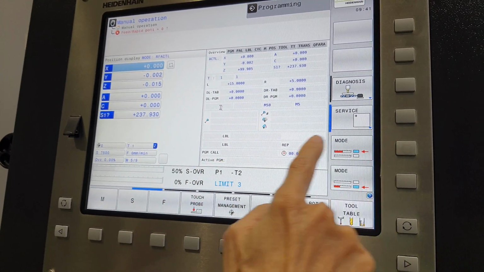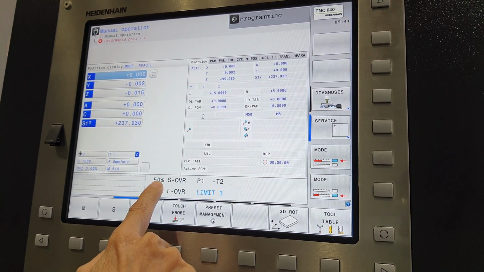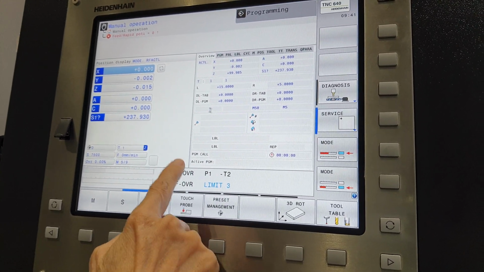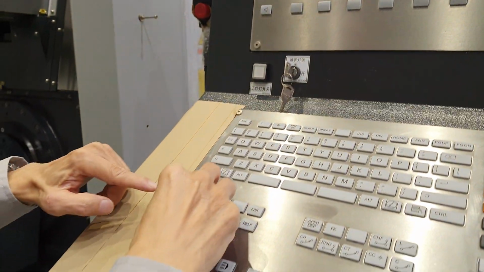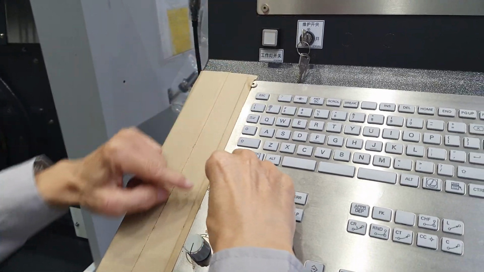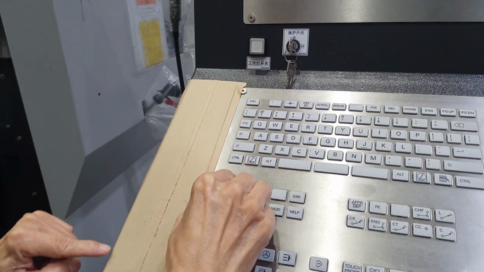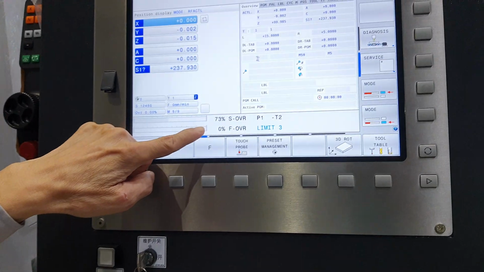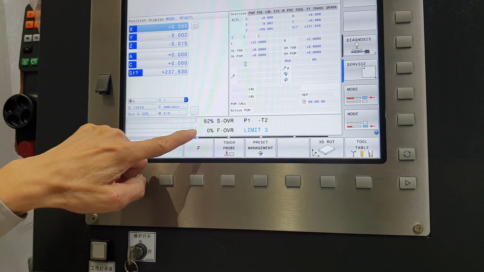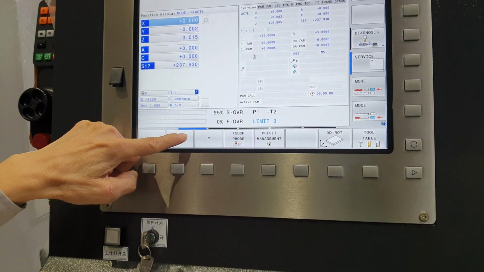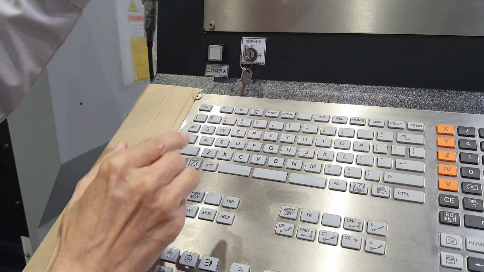This one means there is a problem, and you can check here. We increase this one, we increase this one. Okay, you can check, when I turn this one it will change. Now it is about 100%, okay.